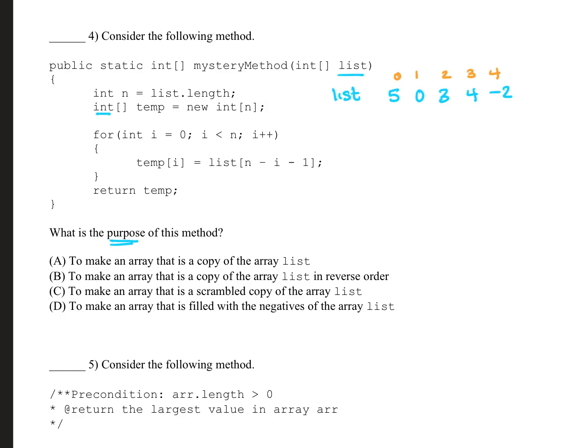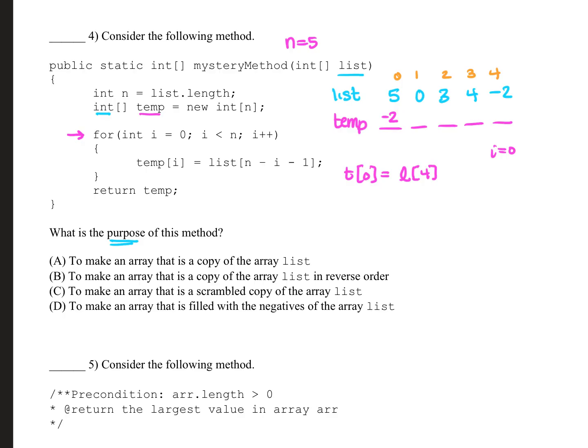So what happens here is that we are making a temporary array, and it's going to be list.length. So list.length is going to be 5. We're making a new array the exact same length as list. It currently is at default values. So now we're going to traverse the entire array. And let's see, if i is equal to 0, you're going to have temp0 equal to list of 5 minus 0 minus 1, which is 4. So whatever was in list4 is now going to go over there in temp0.